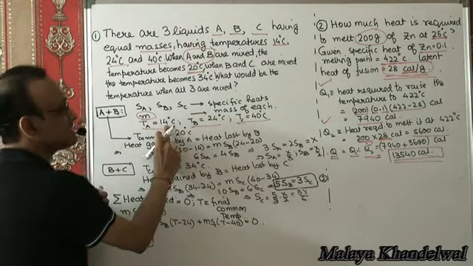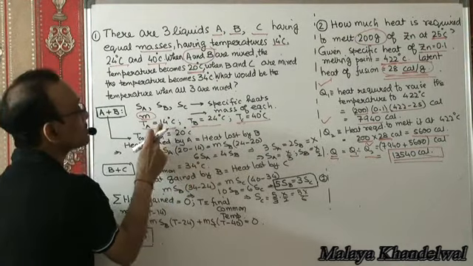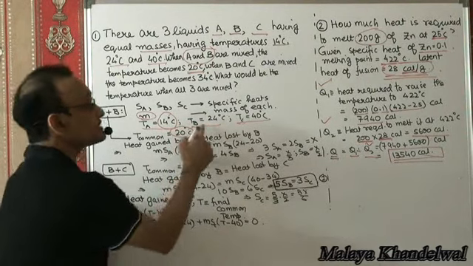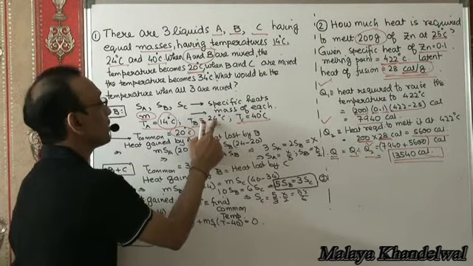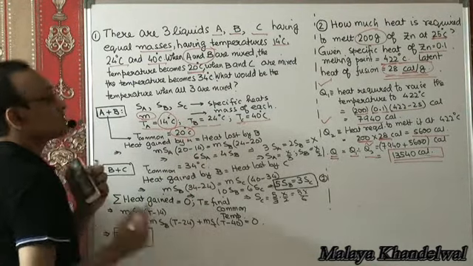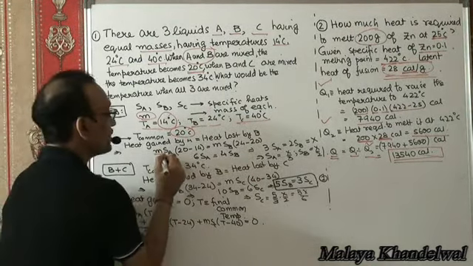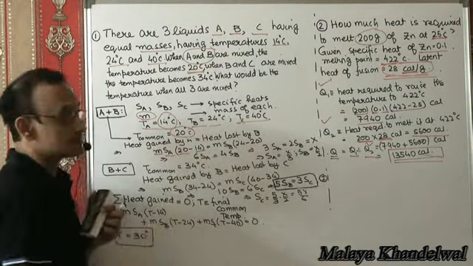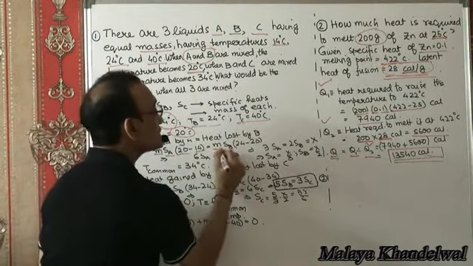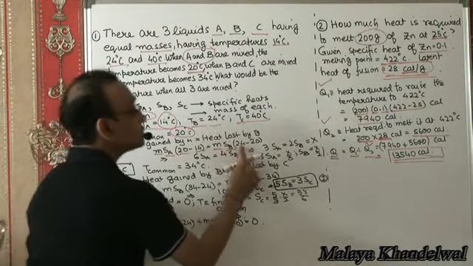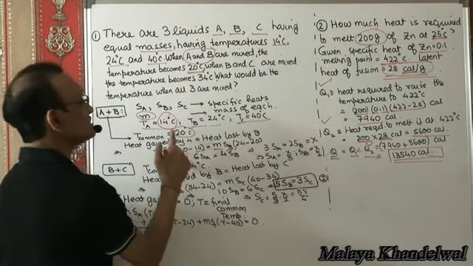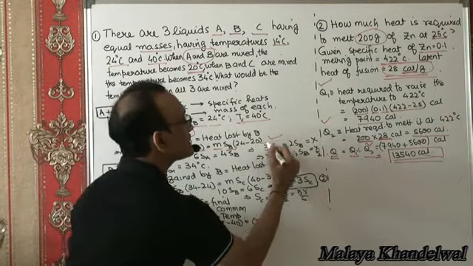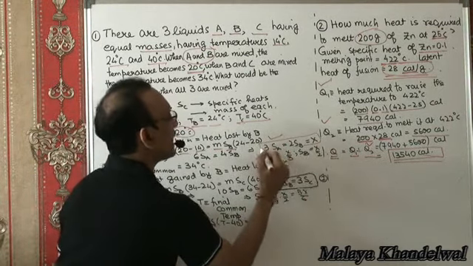That means A gains heat, B loses heat. A gains heat because the temperature of A goes from 14 degrees centigrade to 20 degrees centigrade, whereas B loses heat because the temperature of B goes from 24 degrees to 20 degrees. So what's the heat gained by A? Mass of A into specific heat of A into temperature increase, 20 minus 14, 6. What is the heat lost by B? Mass into specific heat of B into decrease of temperature, which is 24 minus 20, which is this. So that gives me 3SA is 2SB is, say, X.